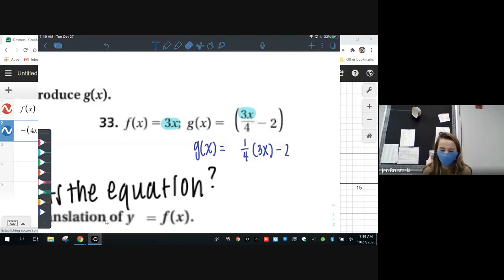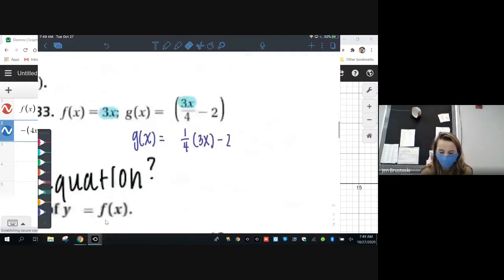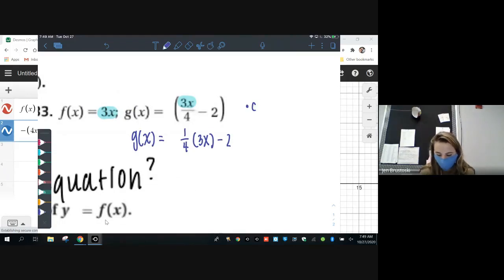What do you think, Emma? Yeah, it's a compression. And it's just asking for the transformation. So we're going to say there's a compression by 1/4.